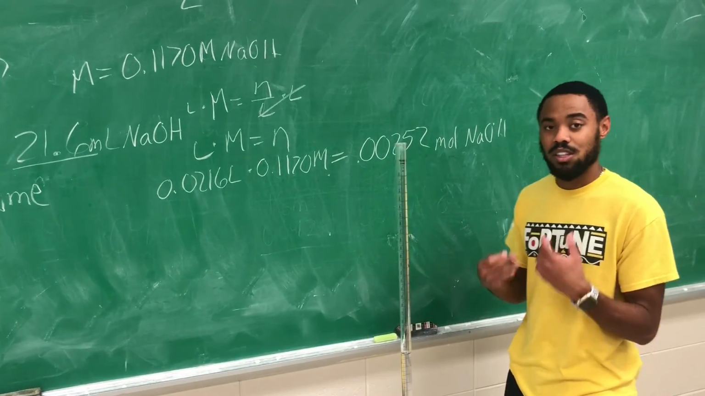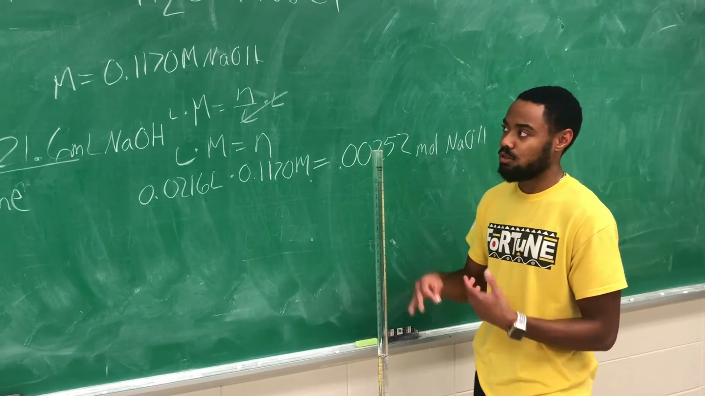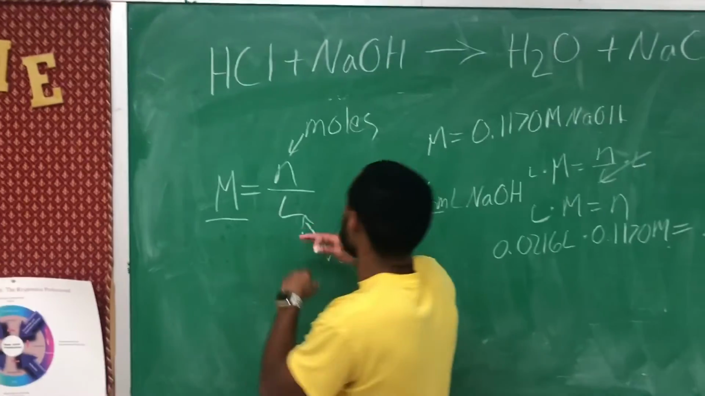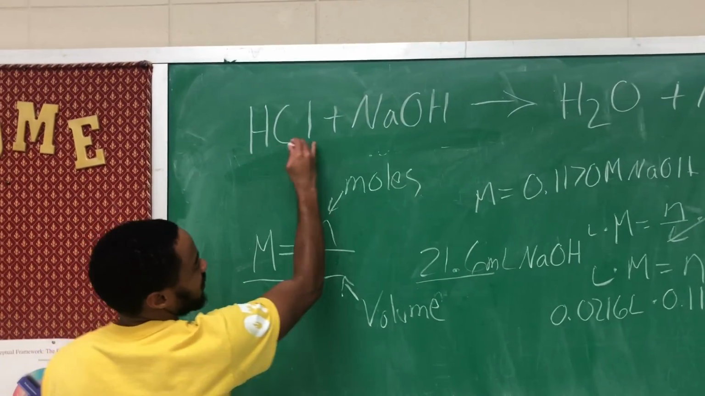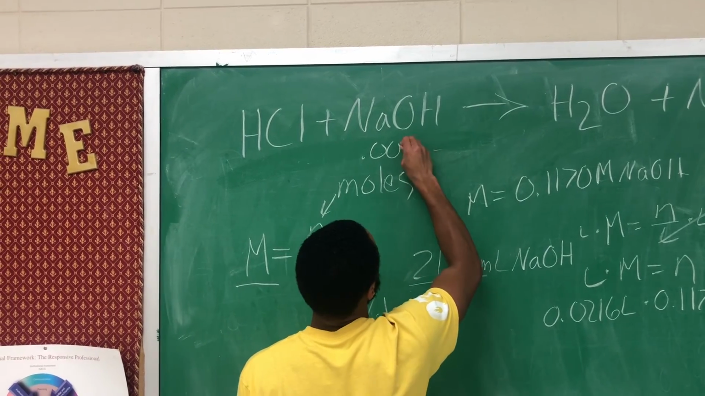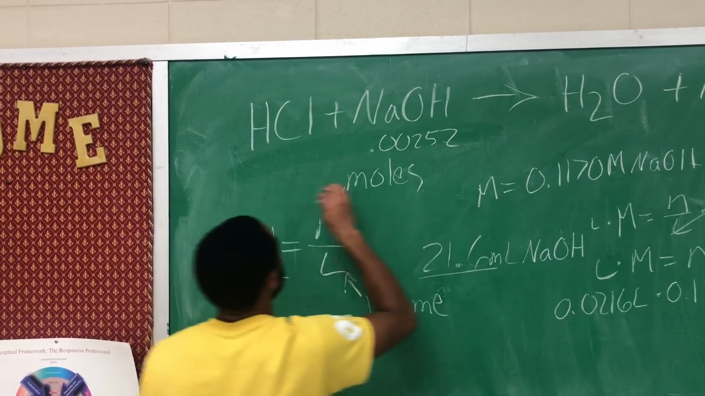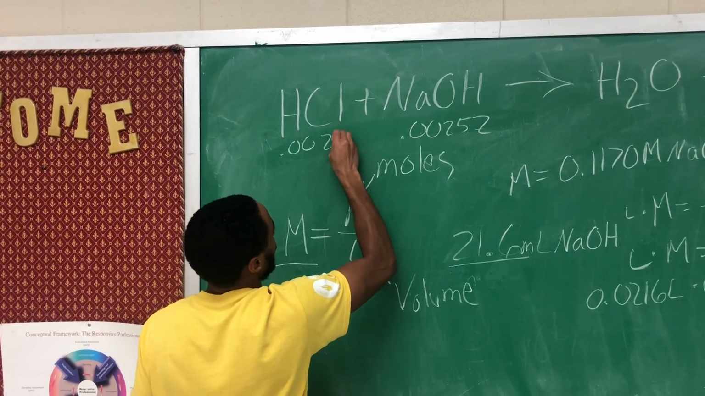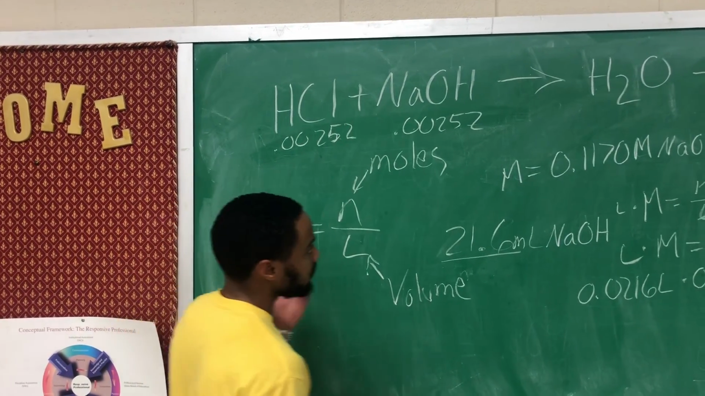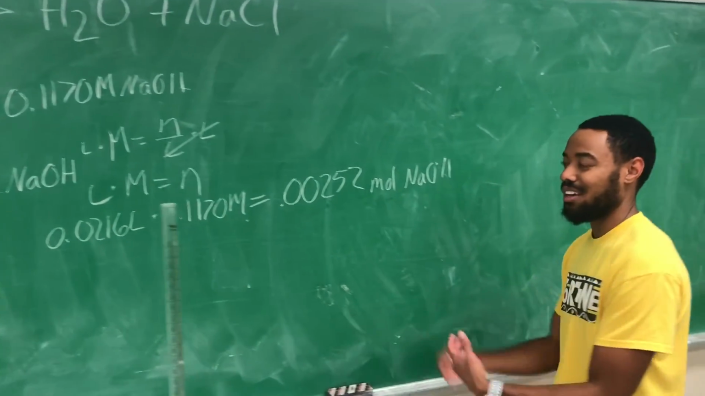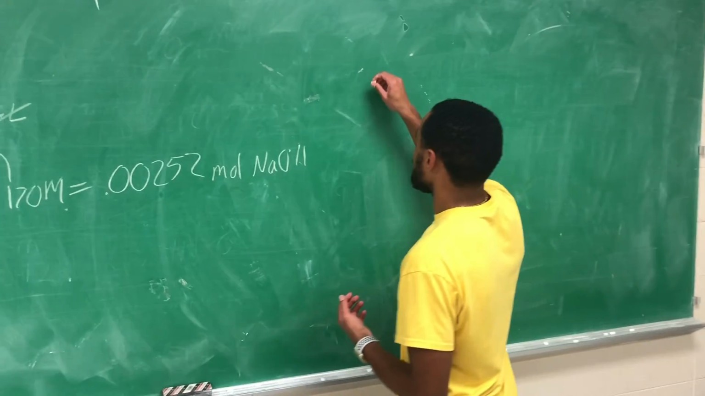But we're trying to find the molarity of HCl. So we'll have to use mole ratios from our equation. Since it's a 1-to-1 ratio between the HCl and NaOH, given that the NaOH is 0.00252 moles, this would be the same amount of moles of HCl in this equation. So, given that information, we can use that to calculate the molarity of the HCl.